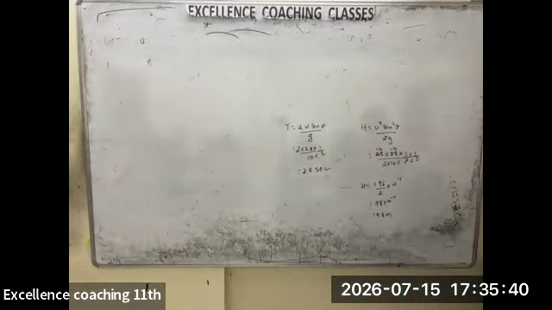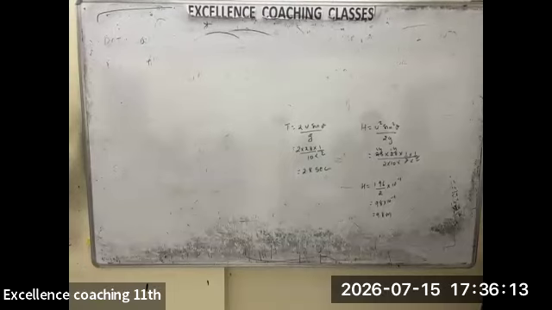Next question. Derive an expression for the magnitude of the resultant of the two vectors A and B in terms of their magnitude. So this is your parallelogram derivation. Derive the expression for maximum height and range of a projectile. Again, derivation of maximum height and range.